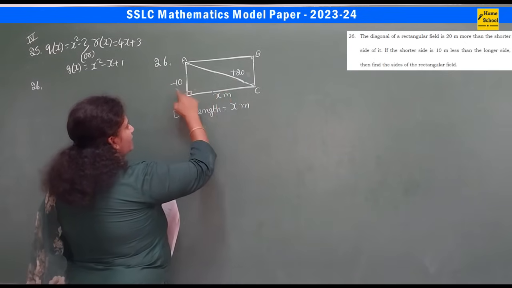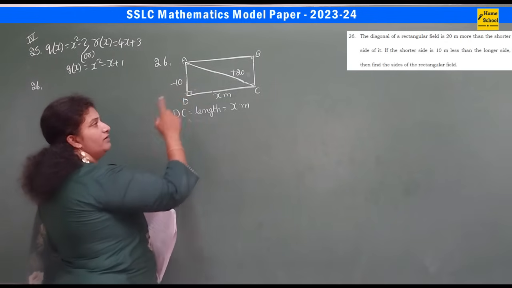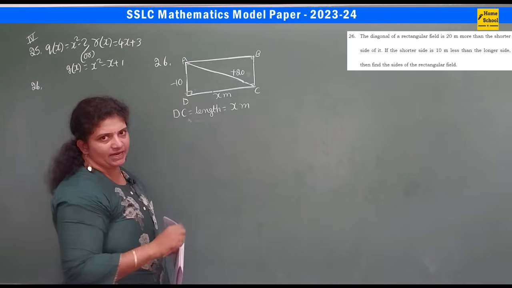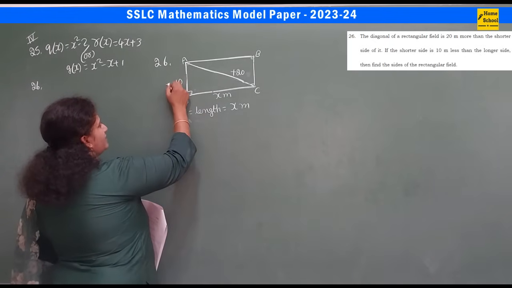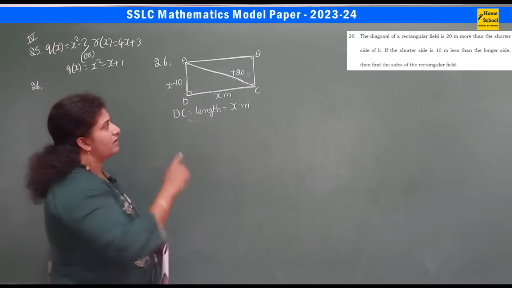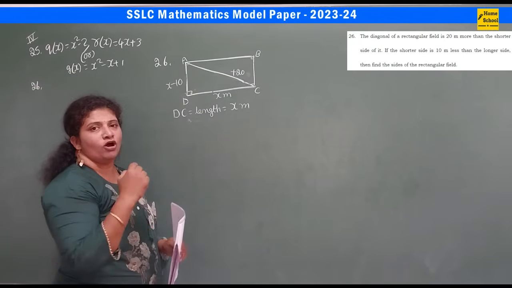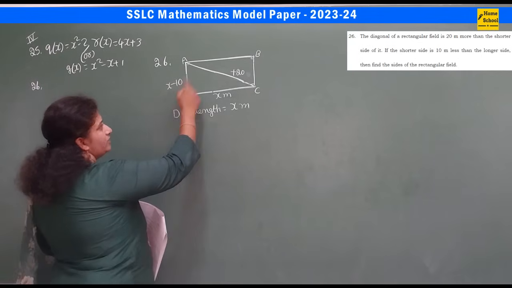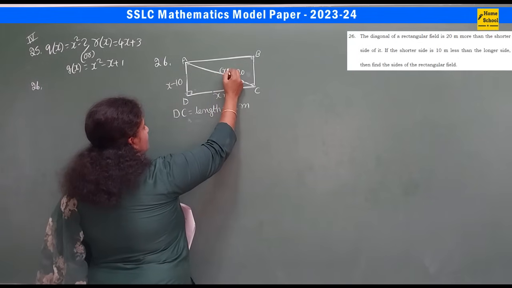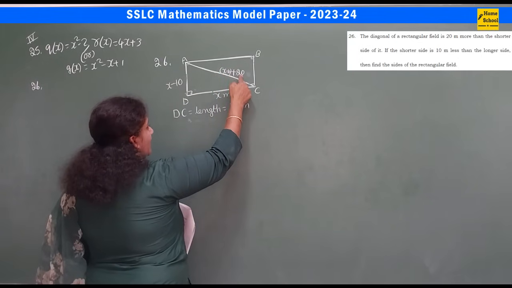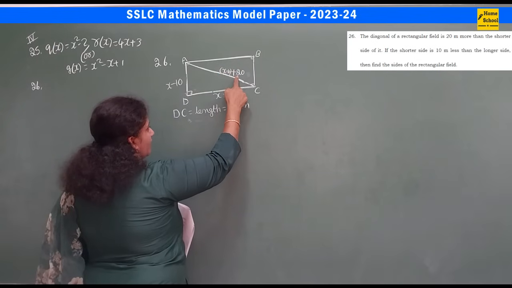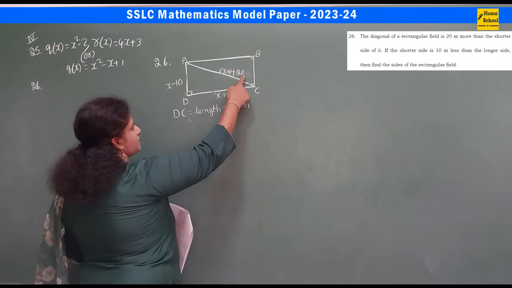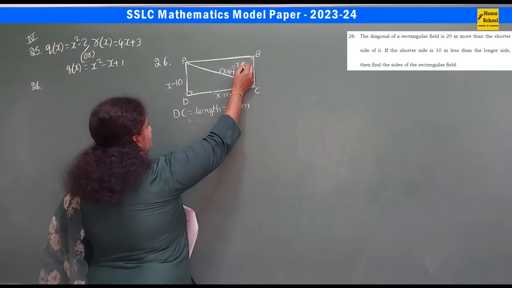Okay. Now read the second point again. Breadth is 10 meters less than the longer side. Longer side is x. So breadth is x minus 10 meters. Now diagonal. The length of the diagonal is 20 more than the shorter side. What is shorter side here? X minus 10. How much more than shorter side? 20 more. Simplify this: x minus 10 plus 20. It will be x plus 10.